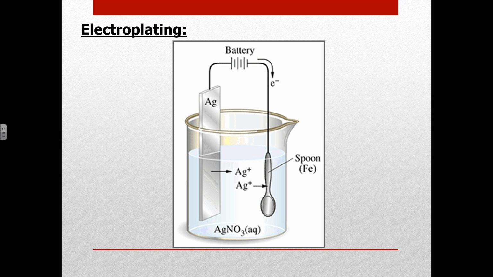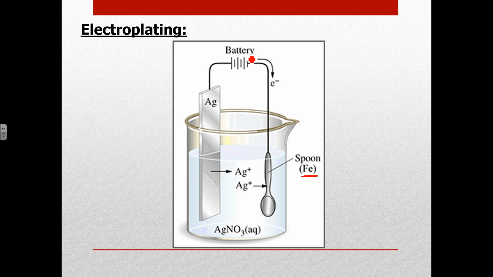Electroplating is another use of the non-spontaneous process in redox. Here, what we can do is we can electroplate something. Metals are pretty expensive, especially silver and gold. So what we can do is we can take an inexpensive metal, this one happens to be iron, and then coat the outside of it with a layer of silver so that it's not as expensive.